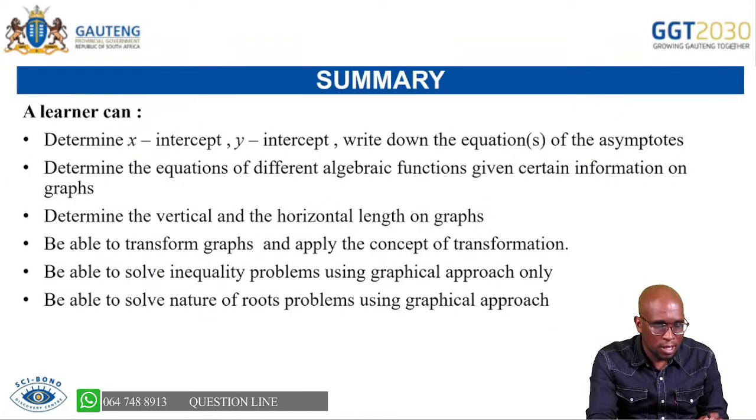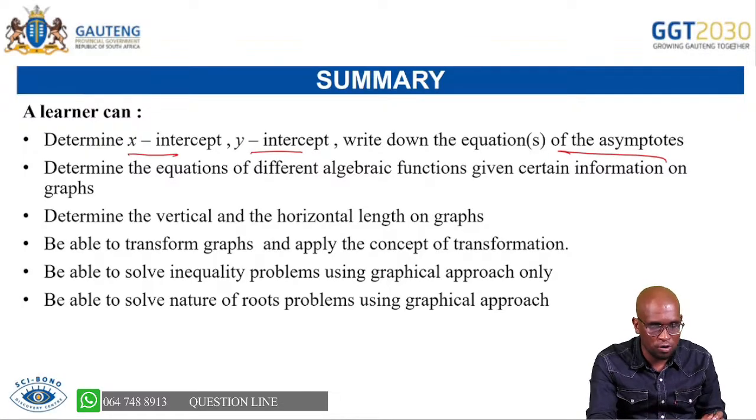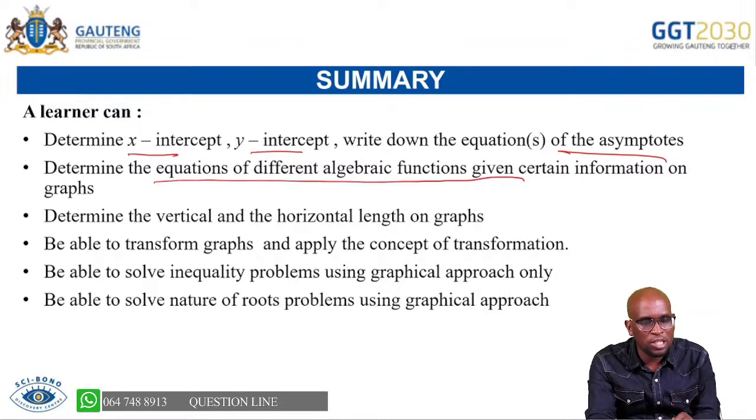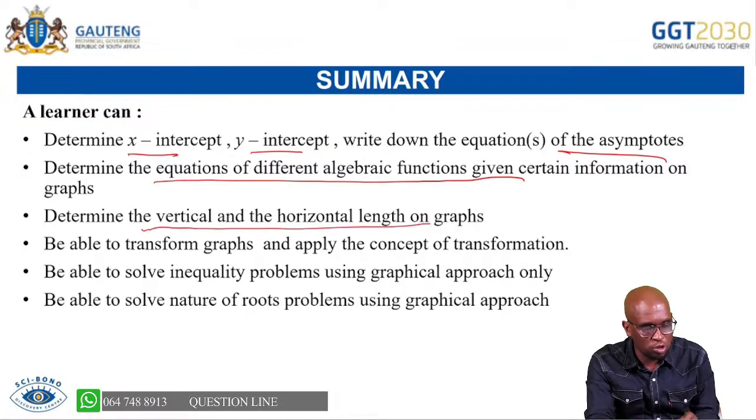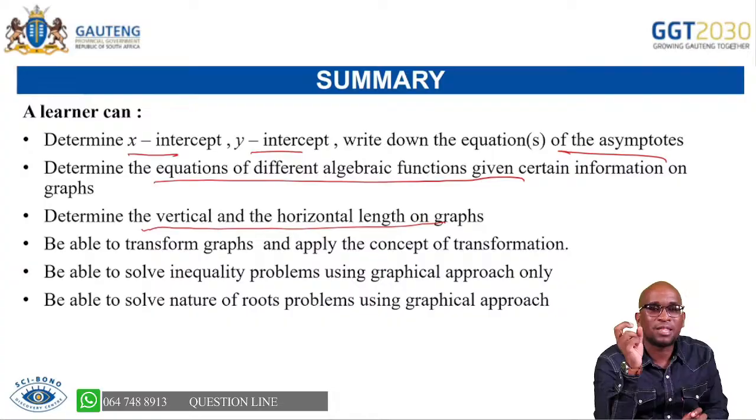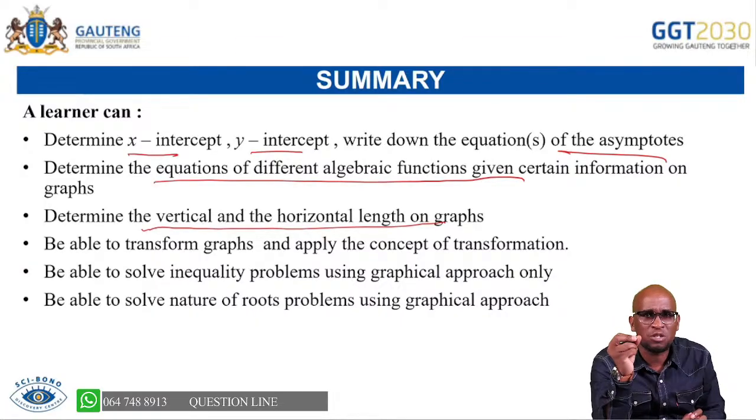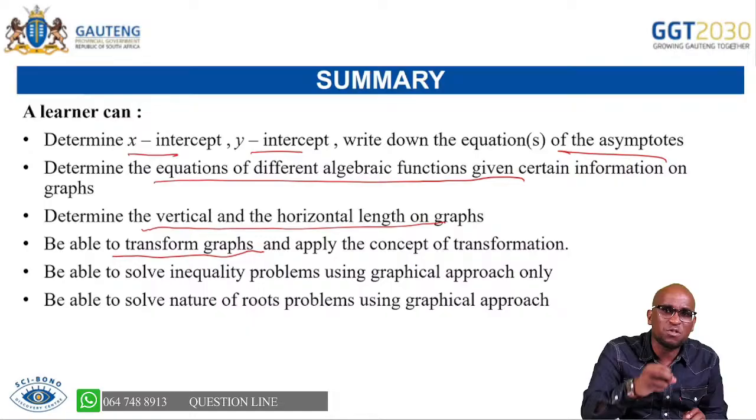Right, you should be able to determine the x and y intercepts and write down the equations of the asymptotes. You have to be able to determine the equations of different functions if they are sketched for you. That's the first thing that we did. You need to be able to look at horizontal, vertical, and diagonal lengths. That was the first activity that you did today. You need to be able to apply the concept of transformations.